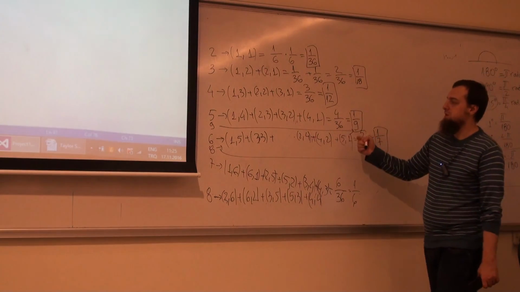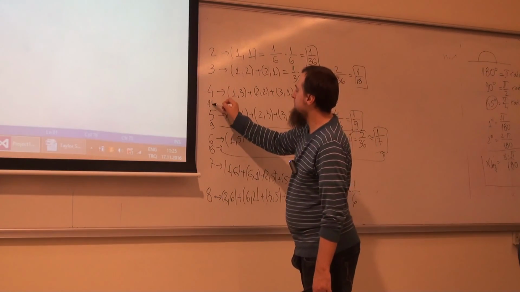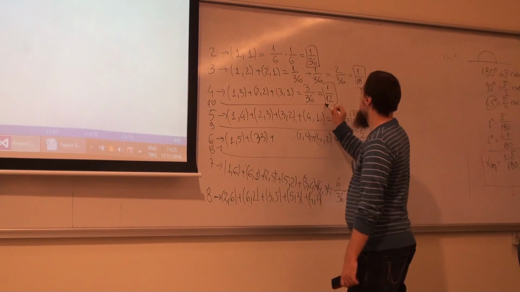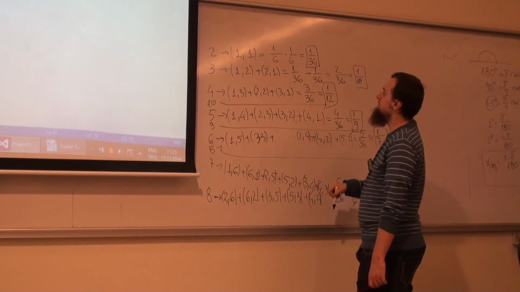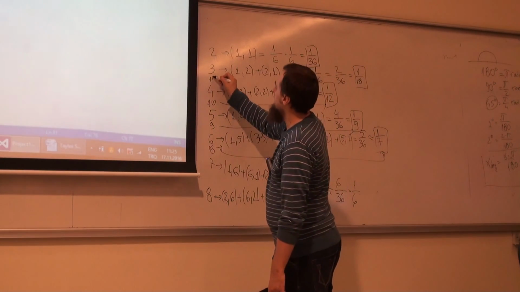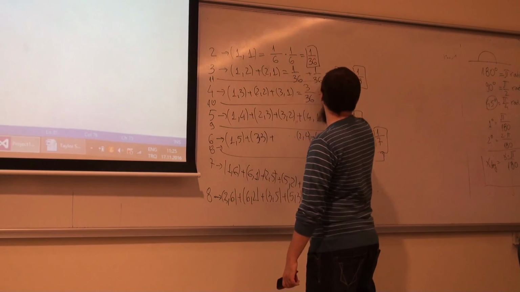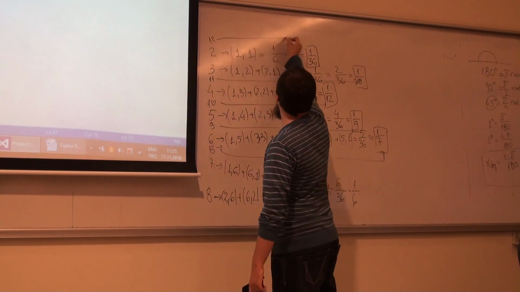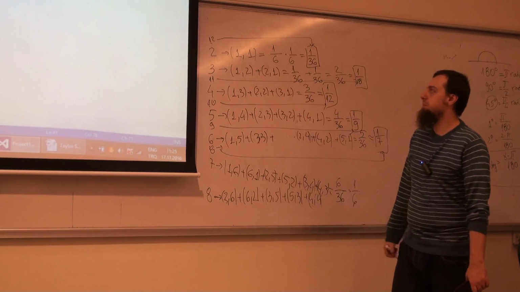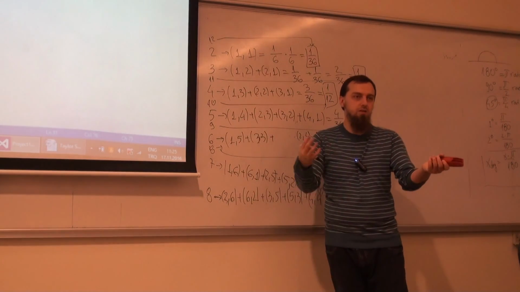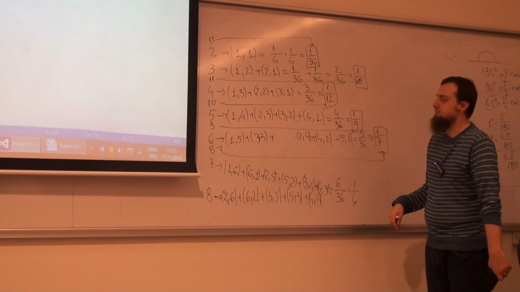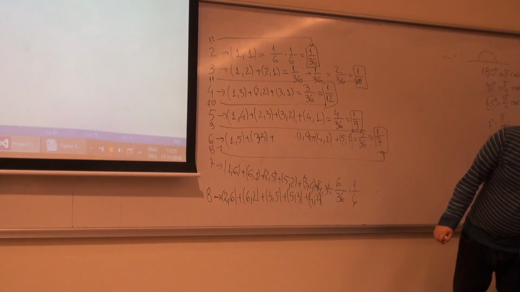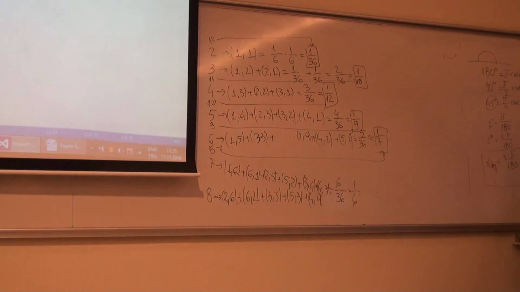It's 4 over 36. Then 10 and 4 have the same probability. 11 and 3 have the same probability, and 12 and 2 have the same probability. In order to get 12, we can get 6 and 6, which is 1 over 36. Okay, so you have a clue about probability, and this will be our next example.